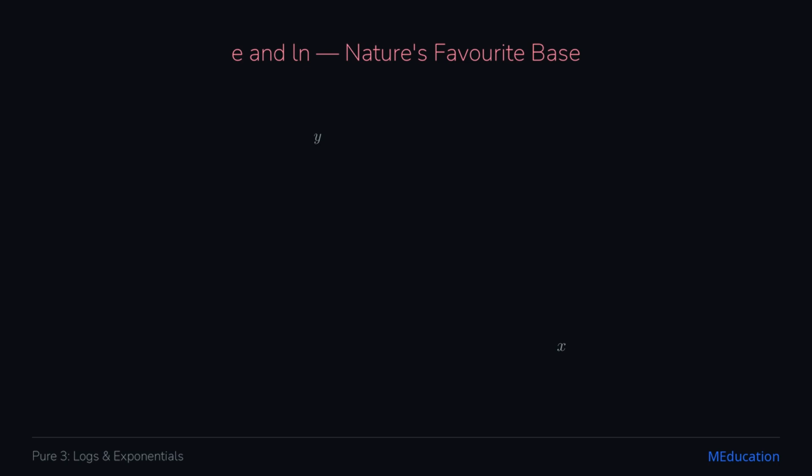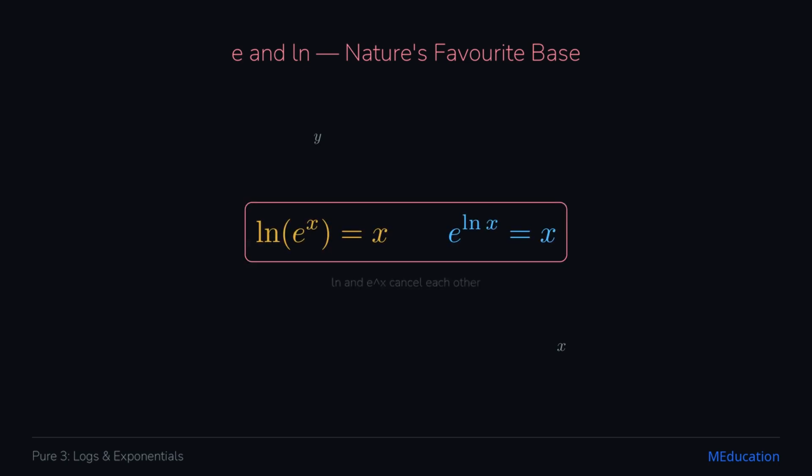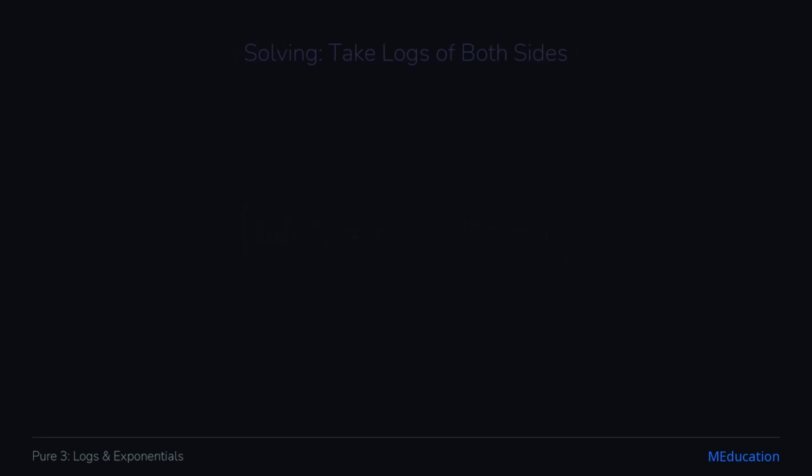The logarithm to base e gets its own name, the natural log, written ln. It is the inverse that pairs with e to the x, so ln of e to the x is just x, and e to the ln x is just x. Each scrubs the other out completely. Whenever the base is e, reach for ln, and the two collapse to nothing.